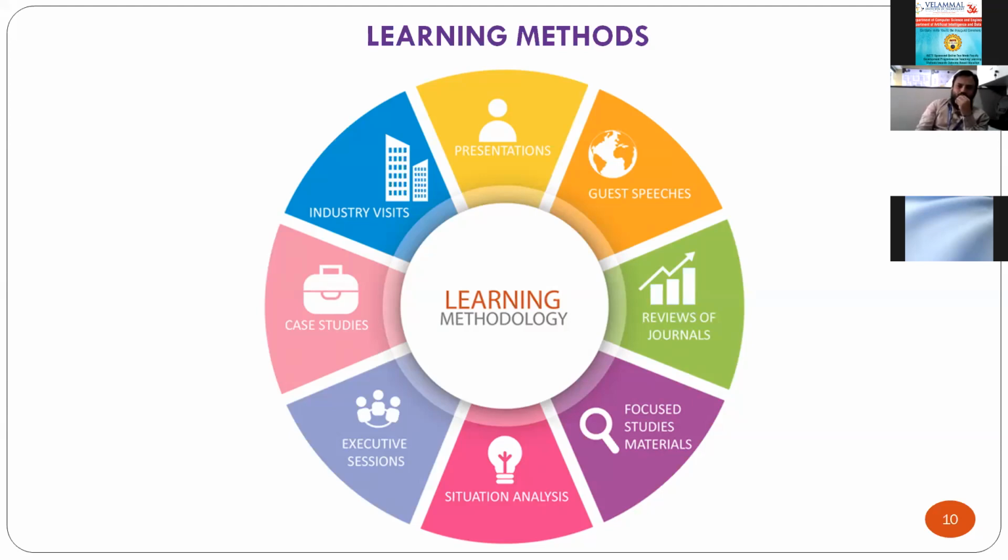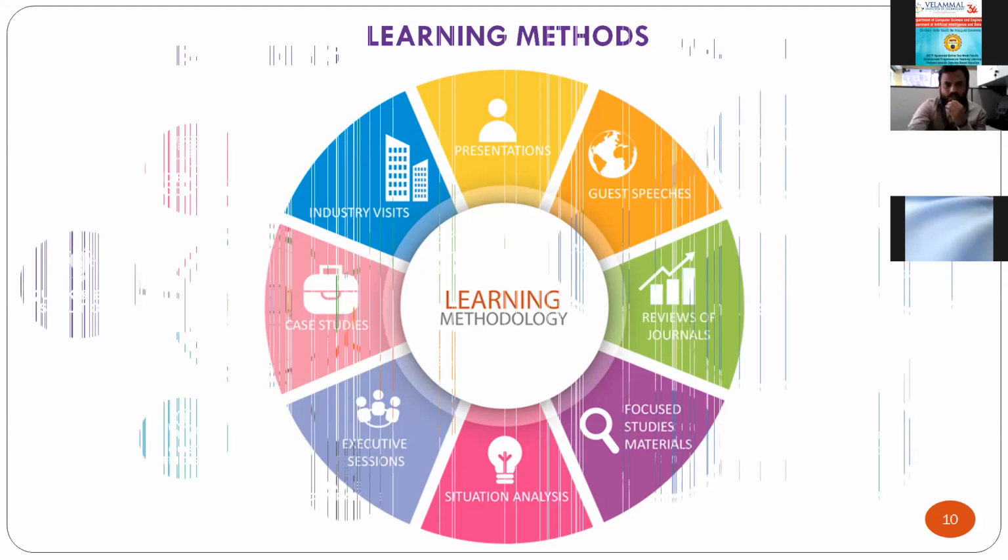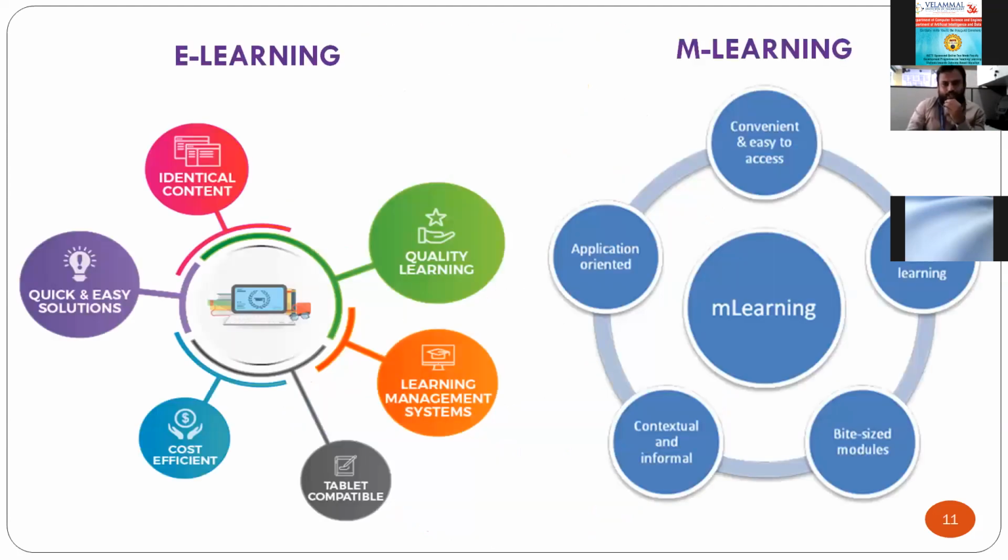Okay. So when we apply different learning methods for a single subject, we will get enormous outcomes. Suppose for a mathematical and design oriented subject, we will follow a different strategy. So that is called learning methods. So next one is e-learning and m-learning.